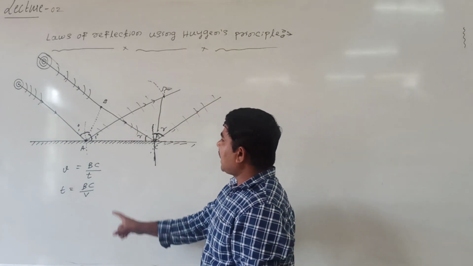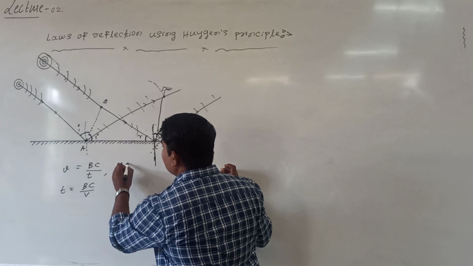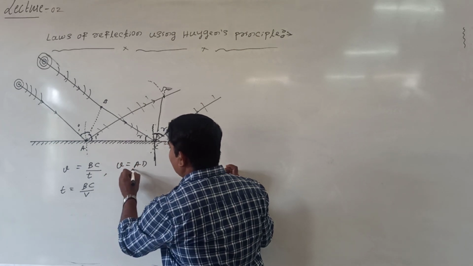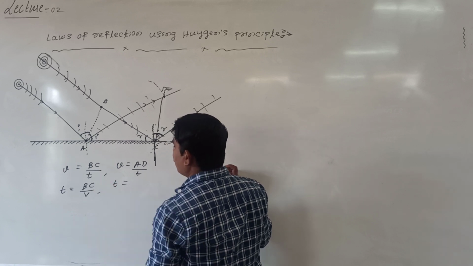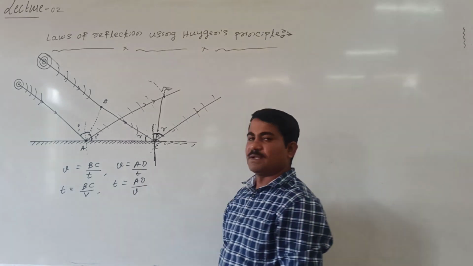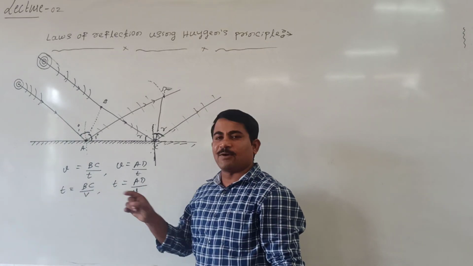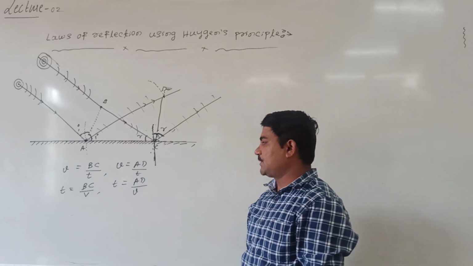Similarly, the time taken by AD, how to write? See here, the time taken by AD: v is equal to what value? That is AD divided by t. Or what is t? t is equal to AD divided by v. They take the same time because during reflection the speed of light doesn't change and they travel the same distance.